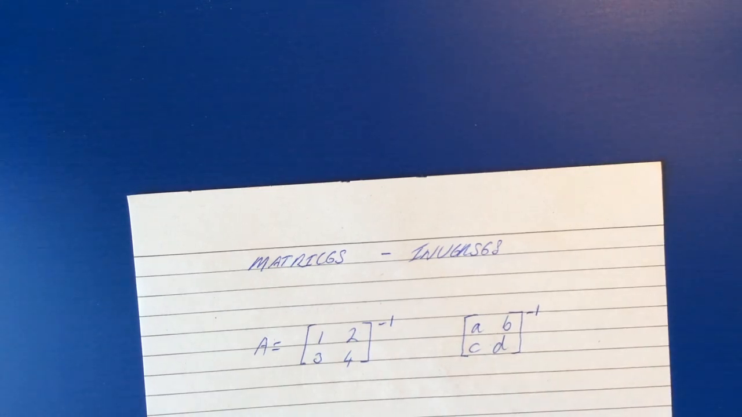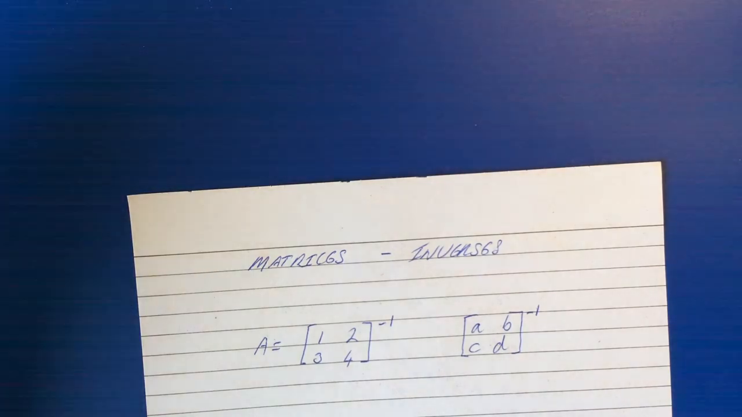Hi, I'm an old guy and I do maths, and today we're looking at how one finds the inverse of a matrix. And I've chosen a very simple matrix here, a 2 by 2, a square matrix. And I'm going to find the inverse of it.